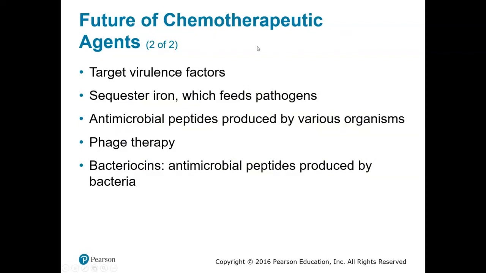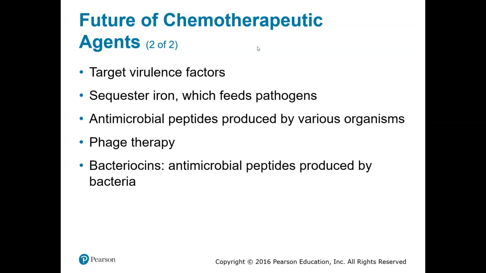Right, so the future of chemotherapeutic agents: we're coming up with new drugs all the time. And there are some new things on the horizon that we can look at and maybe get better at treating patients without the side effects, all right? So virulence factors: what about that particular bacteria makes it so virulent, causes disease, or is so hard to treat? If we can figure out that virulence factor and dismantle it, then the bacteria can be hit with another antibiotic, and that can get rid of it more easily.